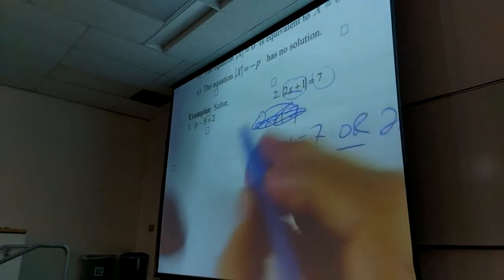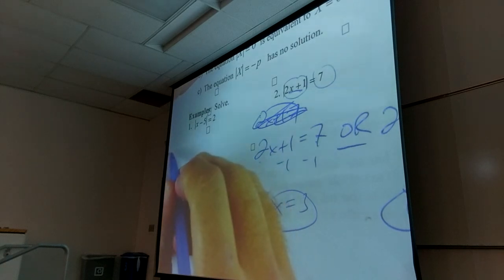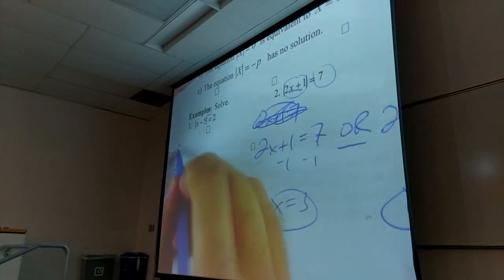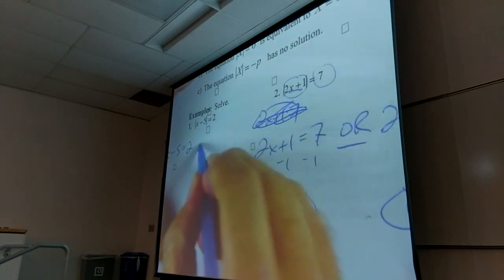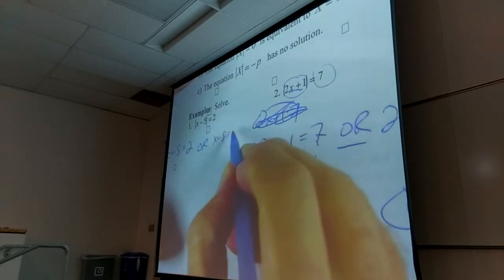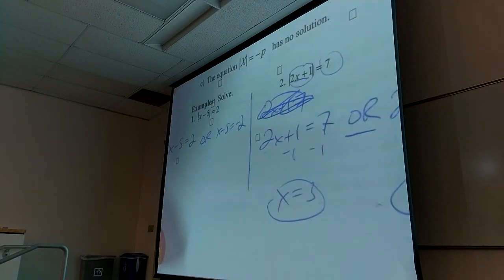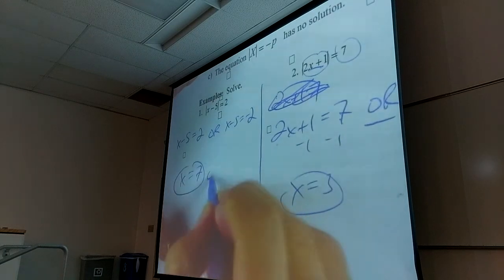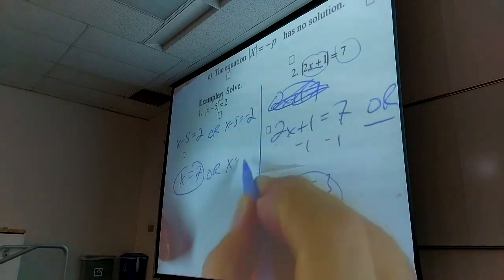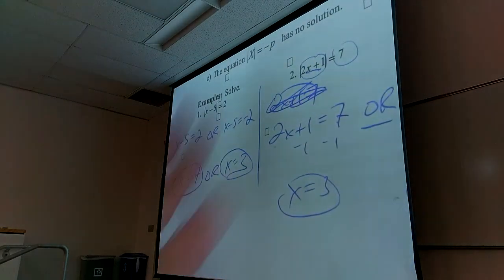So watch. How do I say that? What's the first case? Either x minus 5 is 2 or negative 2. And then you solve. Add 5, you get 7. Add 5, you get 3. Now please, dear God, let me say 2 things.